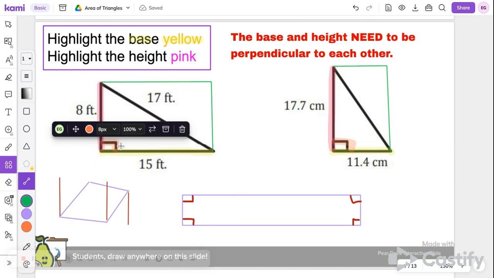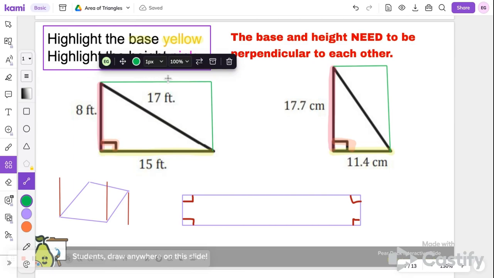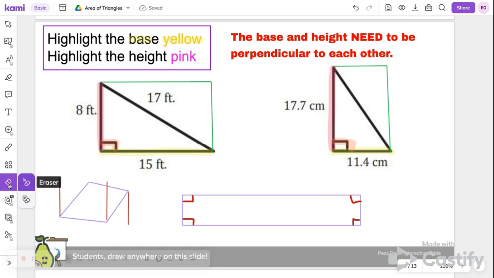So the idea is that you're still doing the 15 times 8. This would also be 8 over here. This would be 8 right here. I'm sorry, 15. So you would be doing 15 times 8, but since it is a triangle, you cut it in half. Over here, we would have done 11.4 times 17.7, and then you would cut it in half.